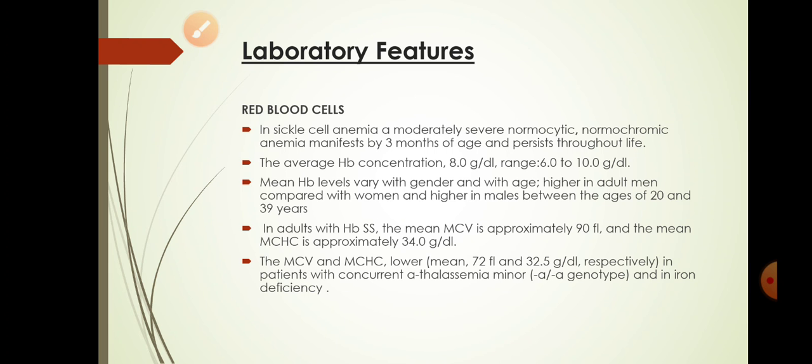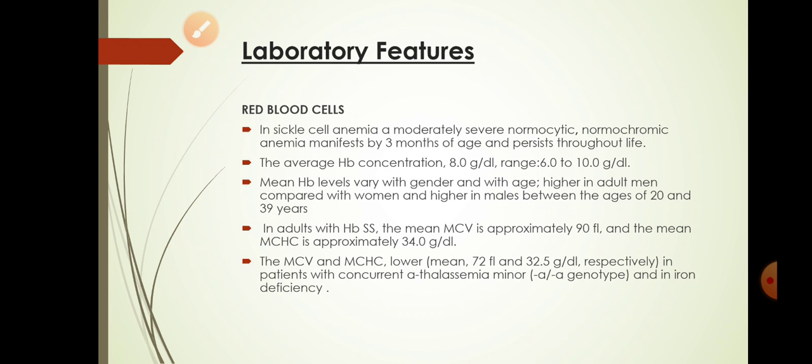The laboratory features. Red blood cells in sickle cell anemia: a moderately severe normocytic normochromic anemia manifests by 3 months of age and persists throughout life. The average hemoglobin concentration is 8 gram per dL. Mean hemoglobin levels vary with gender and with age, higher in adult men compared with women, and higher in males between ages of 20 to 39 years. In adult hemoglobin SS, the mean MCV is approximately 90, MCHC is 34 gram per deciliter.